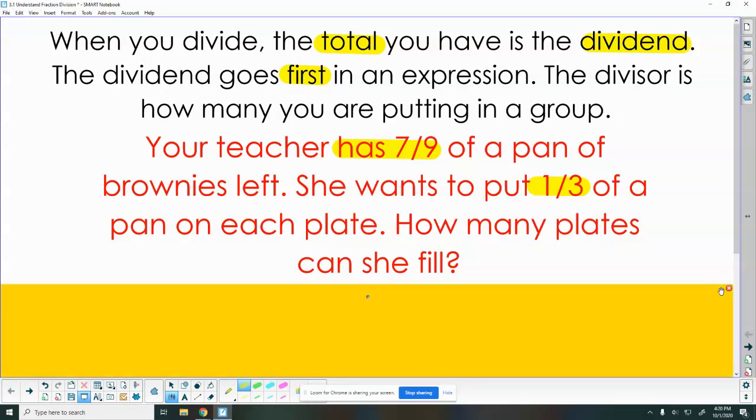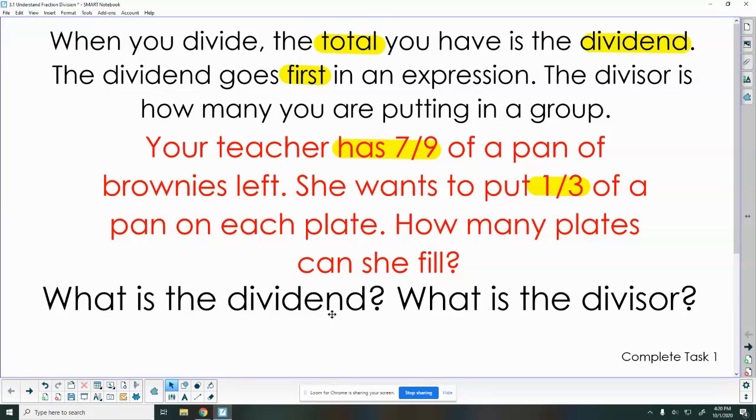So I want you to stop and think if you can figure out what is the dividend. So which one's the total? Which one's my divisor? If I were writing out this problem, I would say something like 7/9 divided by 1/3. This is my total. This is what I have. This is what I want it in groups of. And it's important that you put the total first.